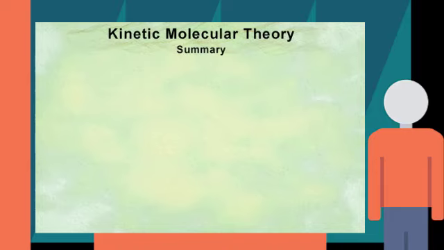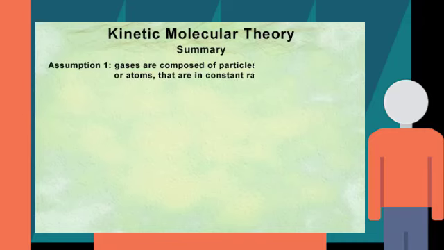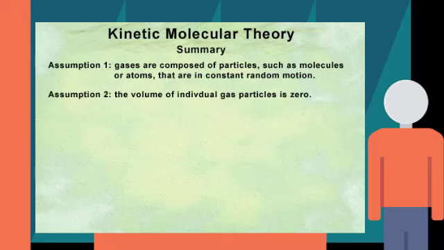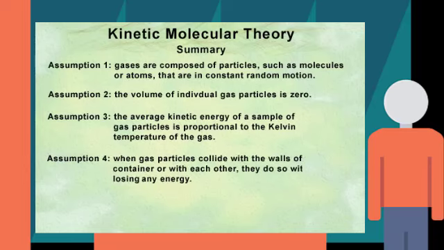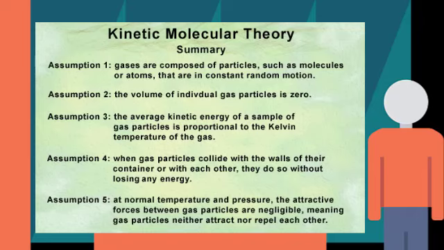To summarize, the kinetic molecular theory makes 5 basic assumptions about gases. First, it assumes that gases are made up of particles that are in constant random motion. Second, it assumes that the volume of individual gas particles is 0. Third, the kinetic molecular theory assumes that the average kinetic energy of the gas particles is proportional to the Kelvin temperature of the gas. Fourth, gas particles collide with the walls of the container and with each other without losing energy. Fifth, the kinetic molecular theory assumes that the gas particles do not attract or repel each other.